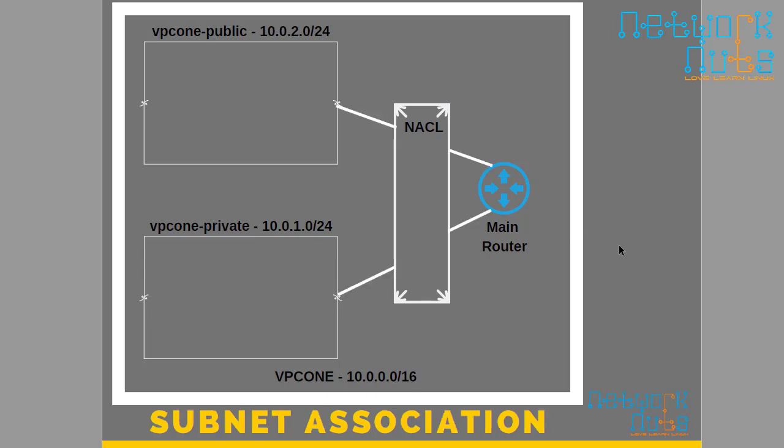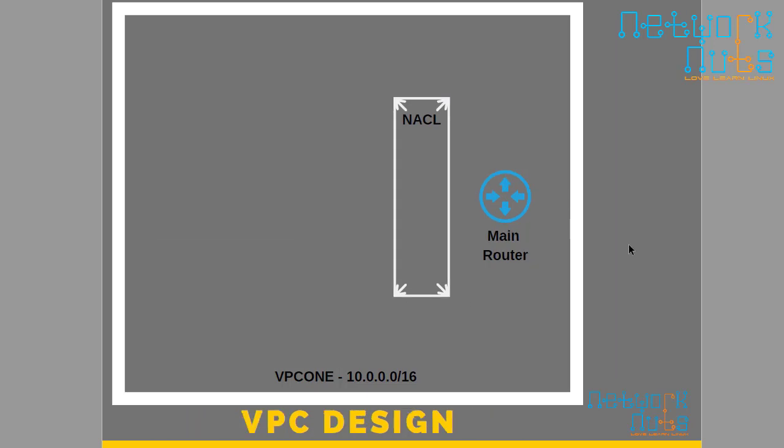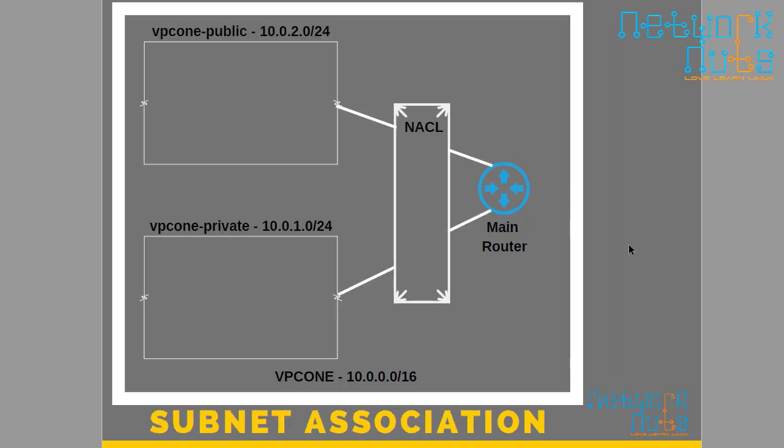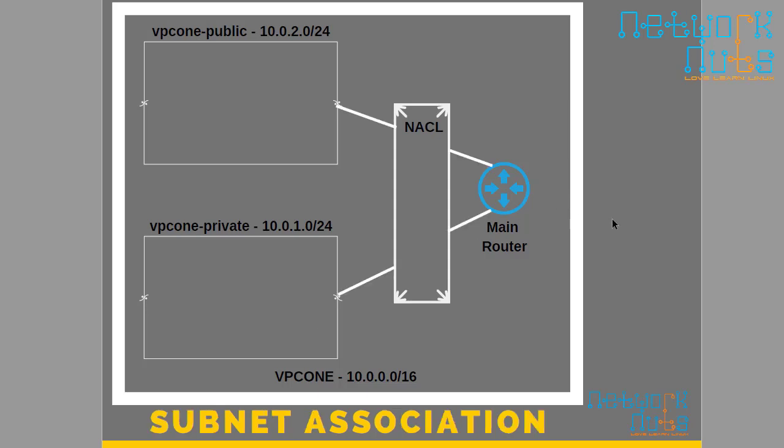I can create the router. The router is there, but the router is not aware of these two subnets. So the next thing I have to do is attach my router to these subnets. That is the second thing. By default the router is there, but it is not connected to my subnets.